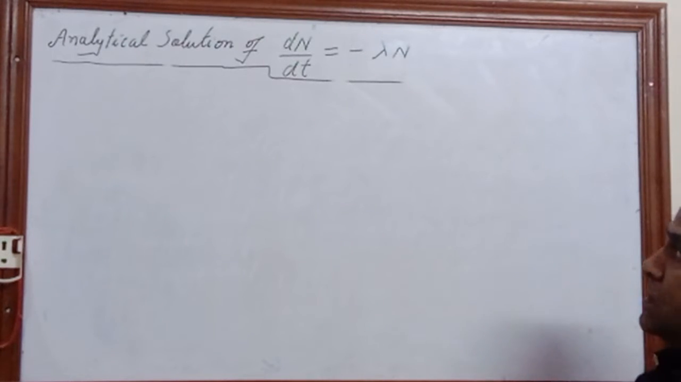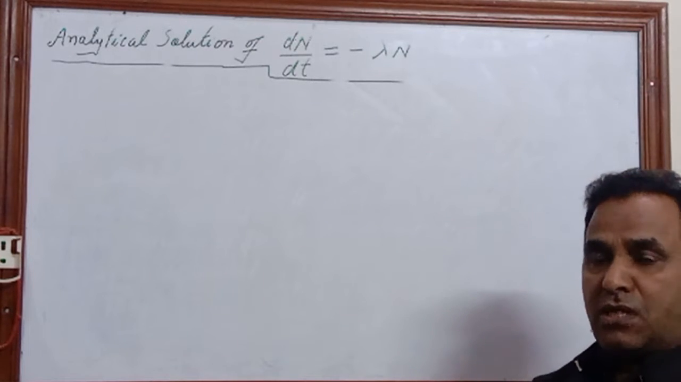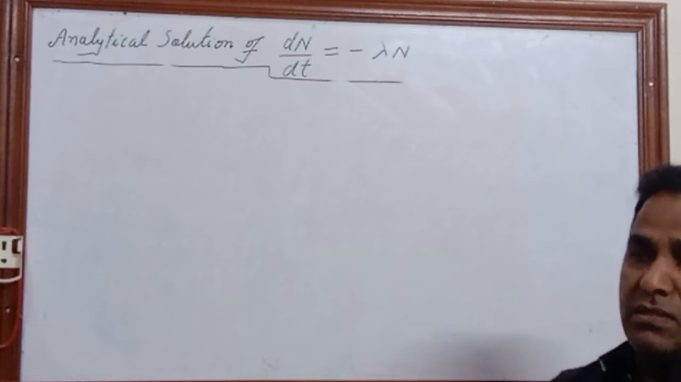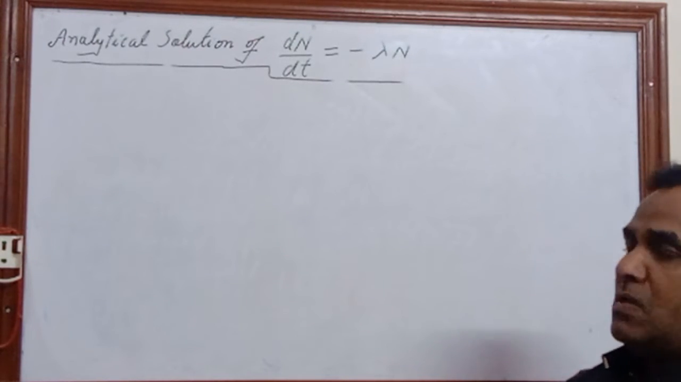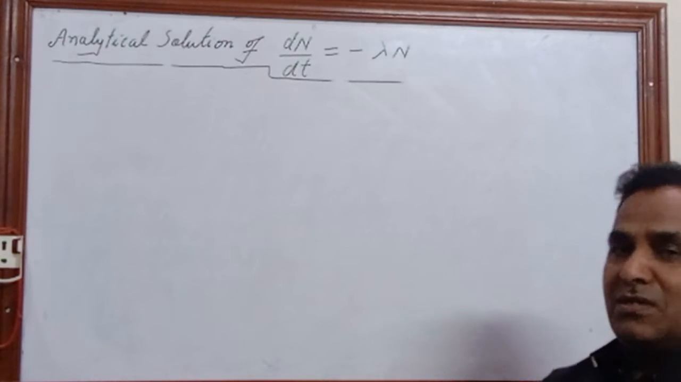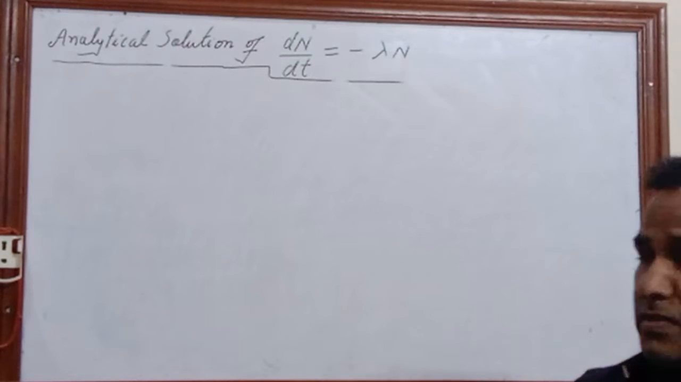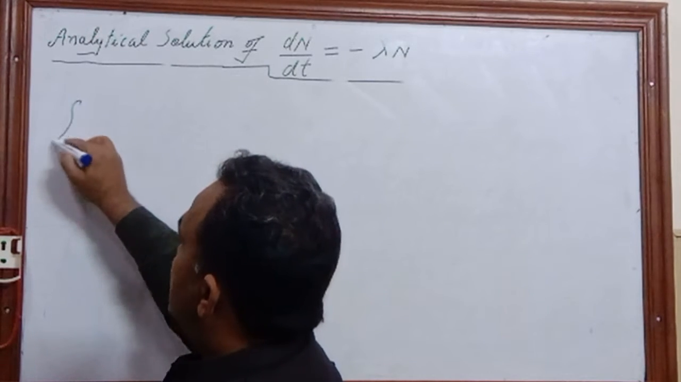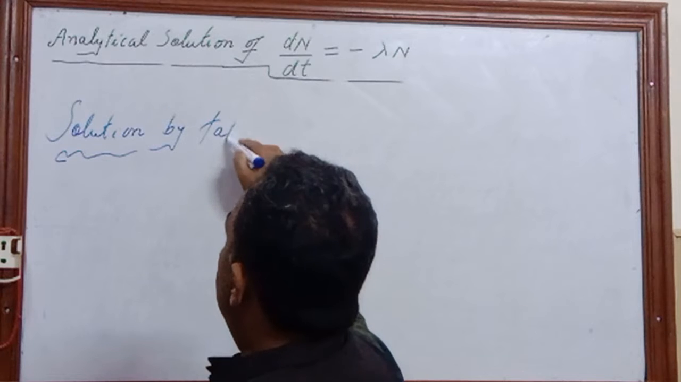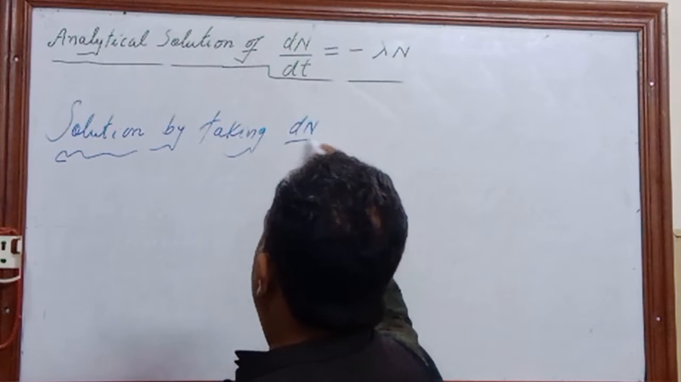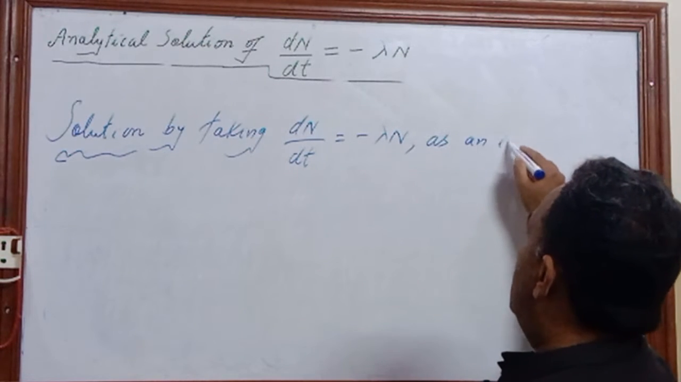Now, because dN over dt equals minus lambda N is a differential equation, it can be solved to get particular solutions in two ways. We can use either the initial conditions or the boundary conditions. So we can solve this problem in both ways. First of all, we will solve it as an initial value problem, taking dN over dt equals minus lambda N as an initial value problem.